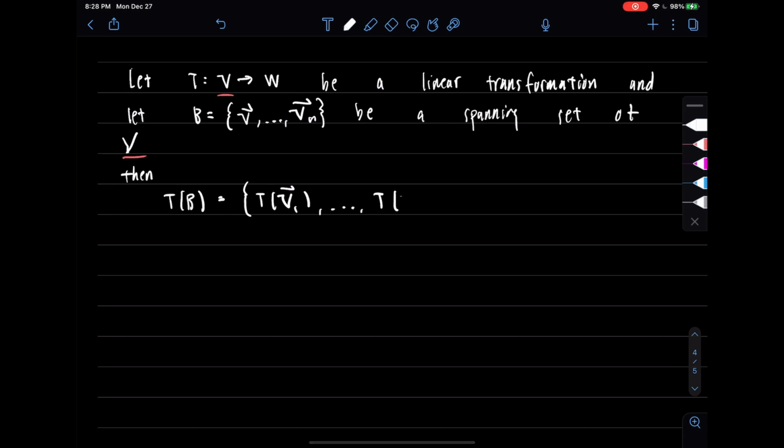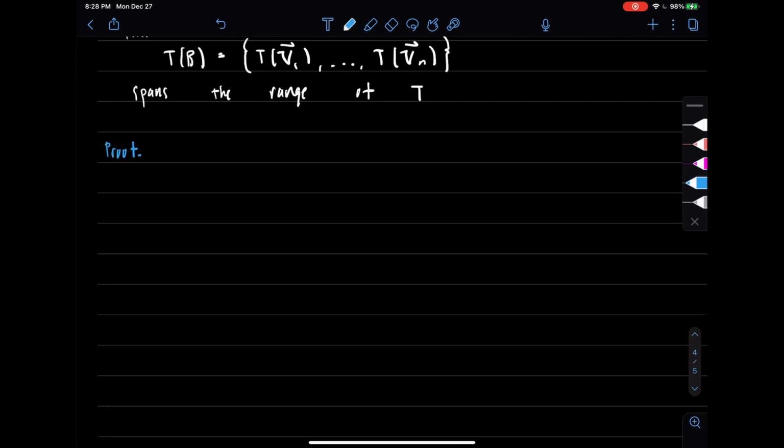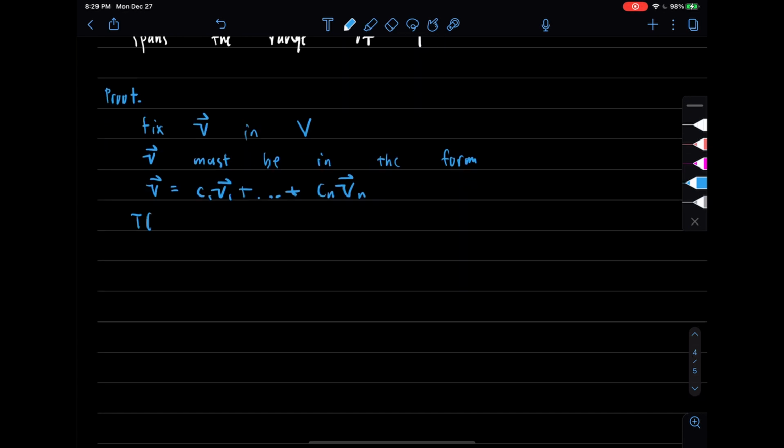So please, I would like the viewers to prove this. You can pause this video for a second, and afterwards I'll show you the proof. Basically, we just have to fix a vector v in the set V, and we know that the vector v must be in the form c1 v1 plus and so on and so forth.